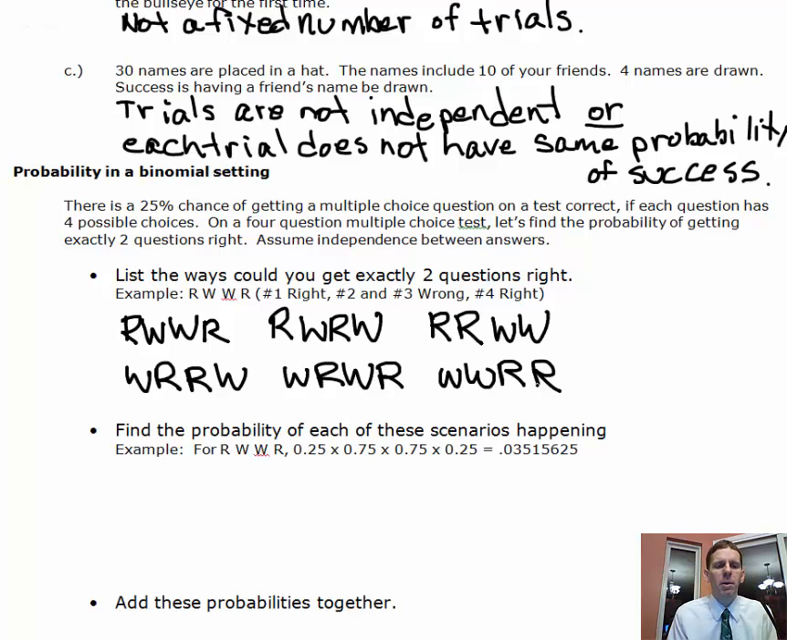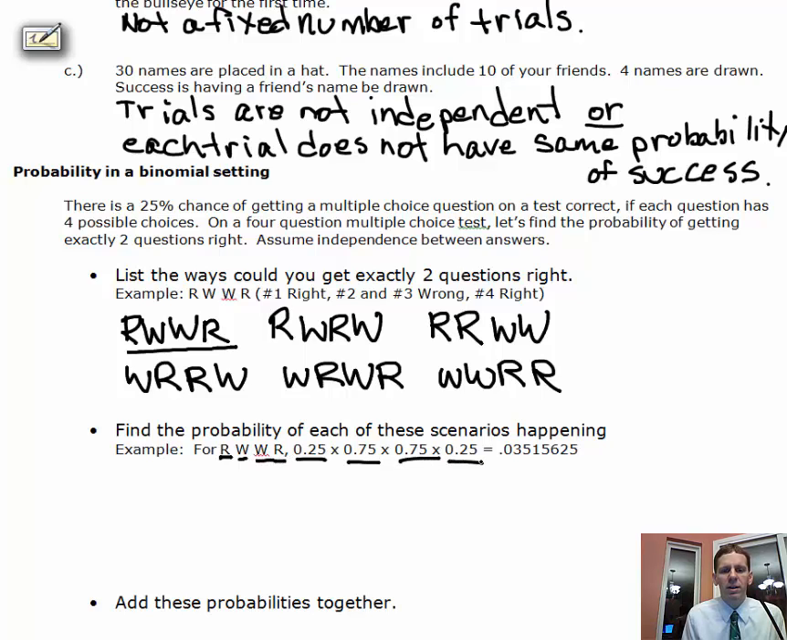So altogether, I came up with 6 different ways that you could get exactly 2 questions right. Now let's move on to the second part. Find the probability of each of these scenarios happening. In this illustration, we've already calculated the probability for this event. For RWWR, getting a right answer, there's a 25% chance. That means there's a 75% chance of getting a wrong answer. So for R, I do 0.25. For W, I put 0.75. And I do that basically for each of these values here.